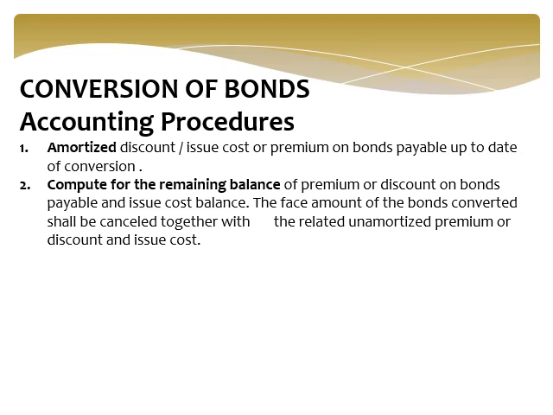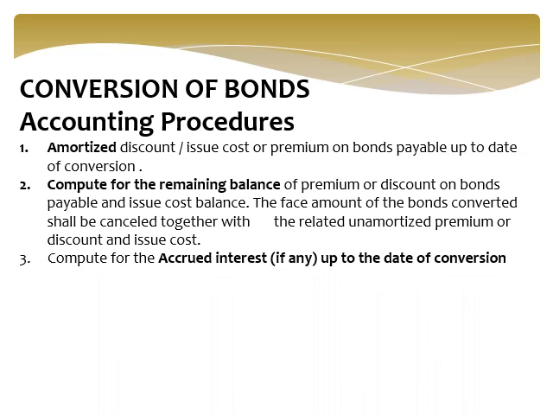Next, number 2, compute for the remaining balance of premium or discount on bonds payable and issue cost balance connected with the number 1. Siyempre, pagkatapos natin i-amortize, ngayon, let's determine the remaining balance or the adjusted balance of premium or discount on bonds payable. Bakit? Kasi pag kinonvert na natin si bonds, yung discount or premium na yan, kailangan din natin i-cancel.